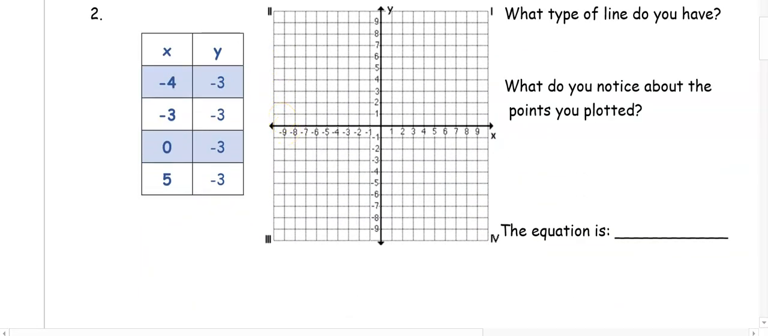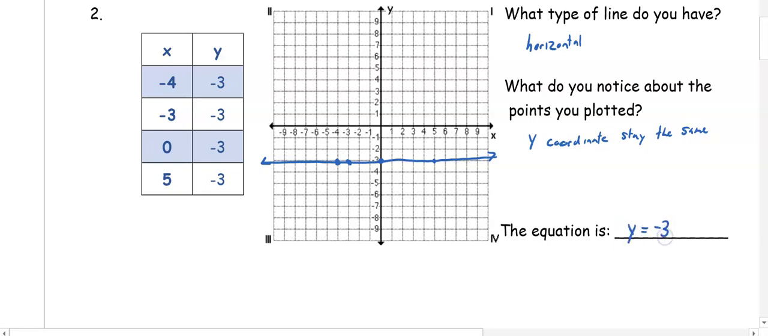Now let's look at the table in number 2. We are going to plot 4, -4, -3, -3, -3, 0, -3, and 5, -3. Notice this time when we connect our dots, we get a horizontal line. What do we notice about the points? This time the y coordinate stays the same. So we would have y equals -3 because that's the number that's repeating in the y coordinate for all of our points.